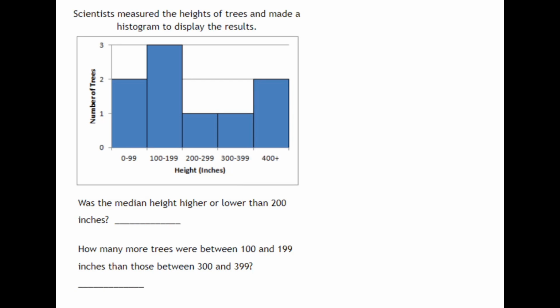Scientists measured the heights of trees and made a histogram to display the results. Your first question that you need to answer is, was the median higher or lower than 200? So your answer for the first one is either going to be higher or lower. You need to look at that histogram and decide.